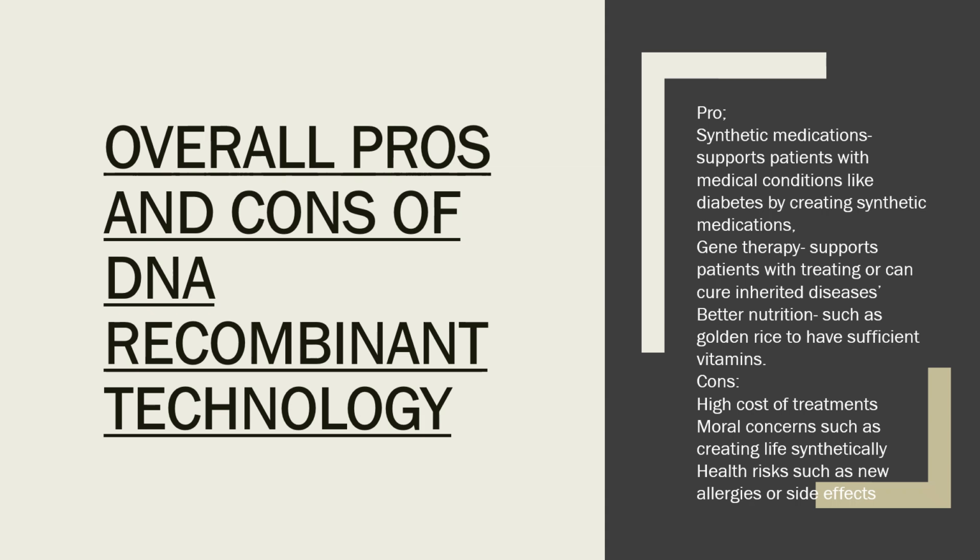So overall, the pros and cons of DNA recombinant technology are synthetic medications such as insulin, which helps patients with diabetes or other medical conditions. Gene therapy supports patients with treating or can cure inherited diseases. Another pro would be better nutrition, such as golden rice, to have sufficient vitamins.